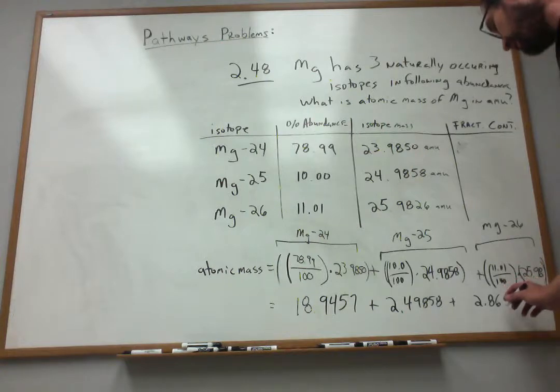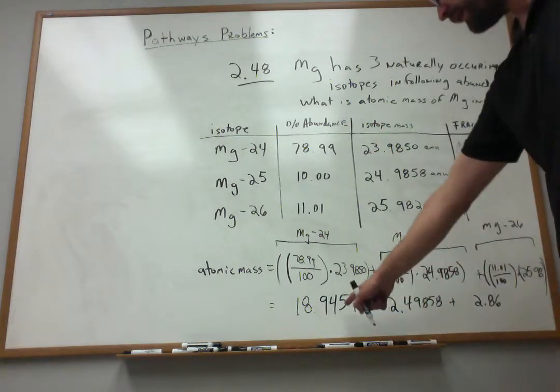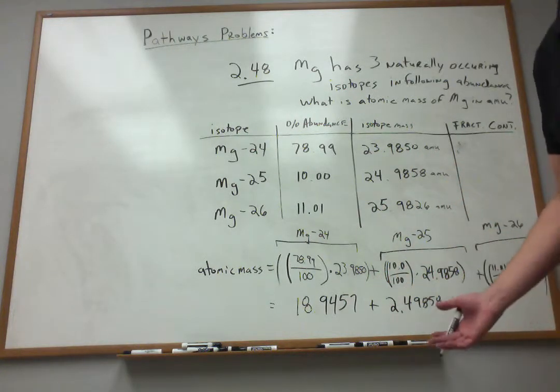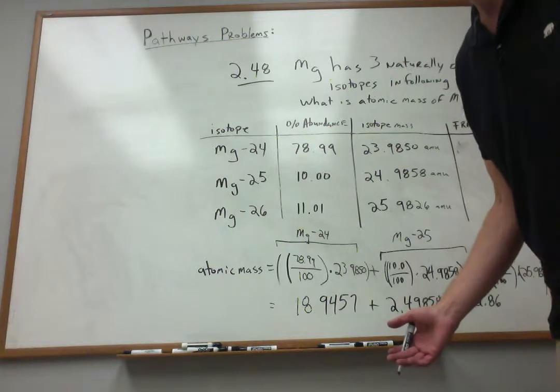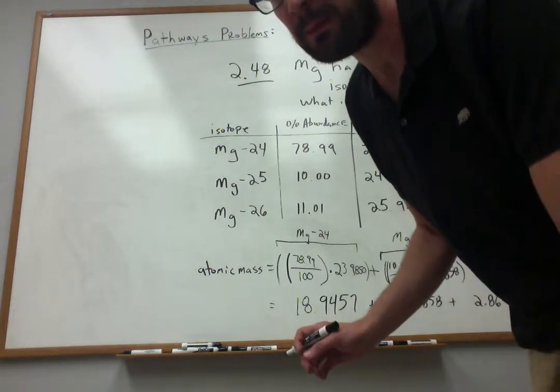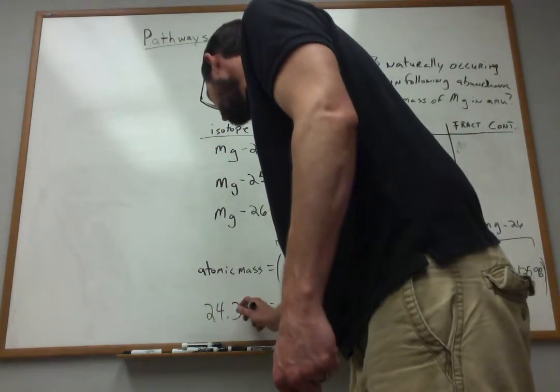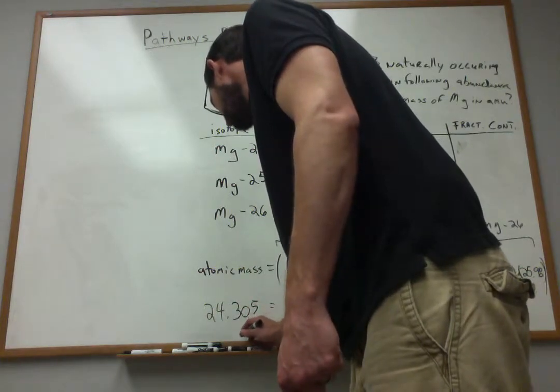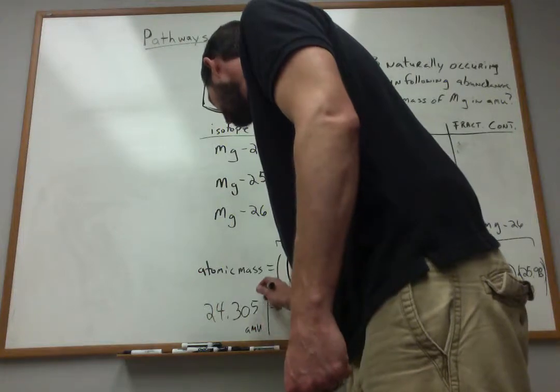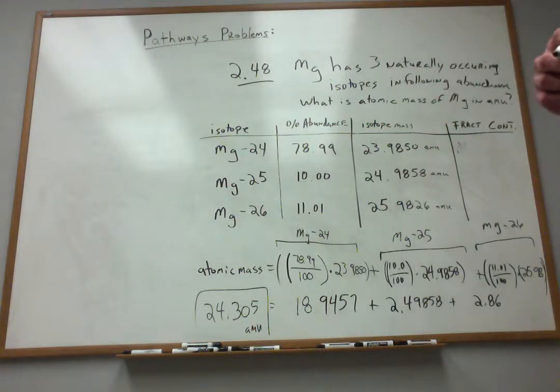So all we're really left to do here is to add these three numbers up, just sum them together. Okay, and if you do that, you end up getting 24.305, right about that, AMU, for the weighted atomic mass of magnesium across all three of its naturally occurring isotopes. Right? So that's more or less how you do this problem.